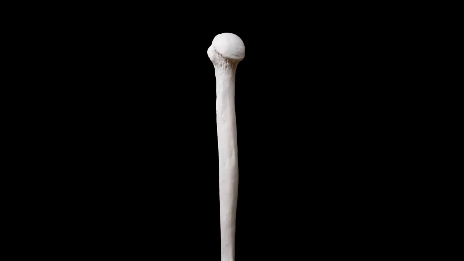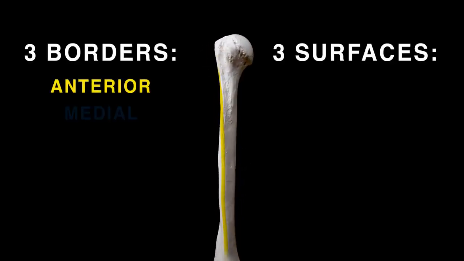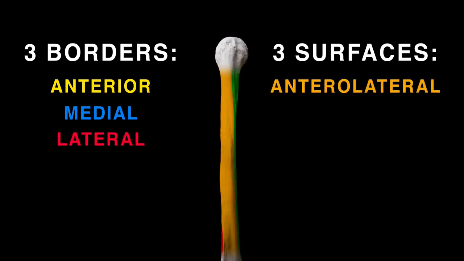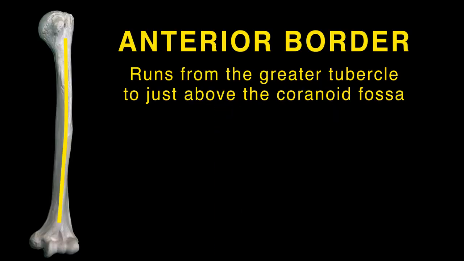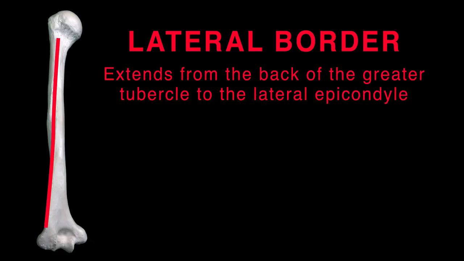The shaft of the humerus has three borders and three surfaces. The borders are anterior, medial, and lateral. The surfaces are anterolateral, anteromedial, and posterior. The anterior border runs from the greater tubercle to just above the coronoid fossa. The medial border runs from the lesser tubercle to the medial epicondyle. Finally, the lateral border extends from the back of the greater tubercle to the lateral epicondyle.